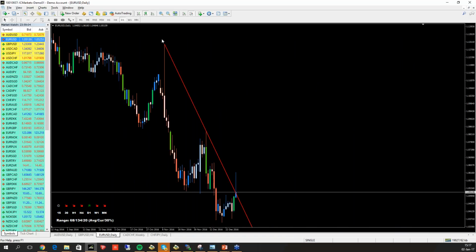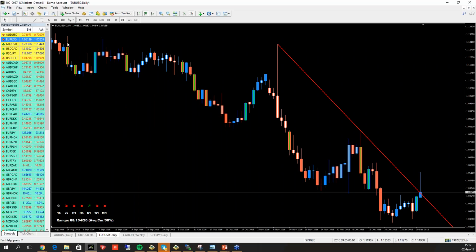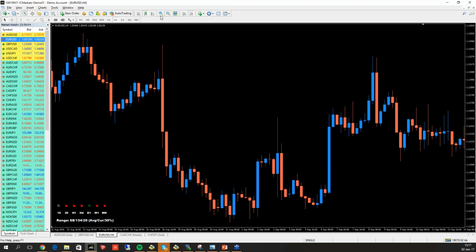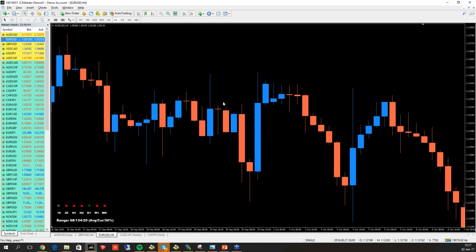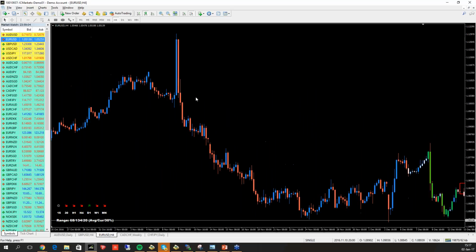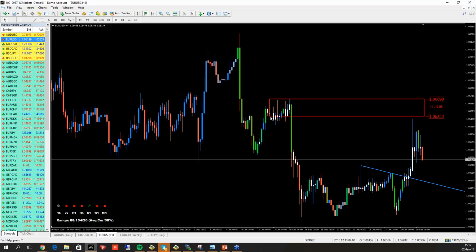I sold the euro here, just before the holiday. Got a really nice fill. There's only a few pips of drawdown. Where did I get filled? I think it was at the lows here, around here anyway. I got filled, and I took it off just in here.